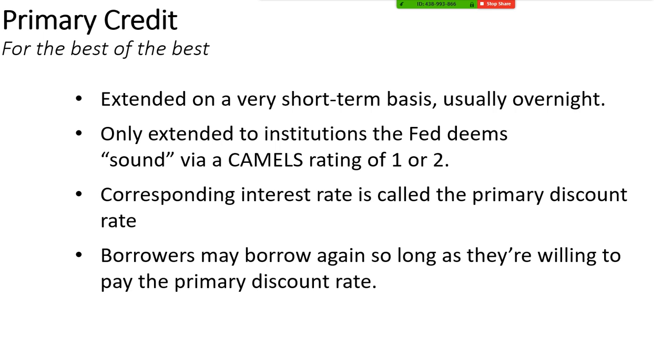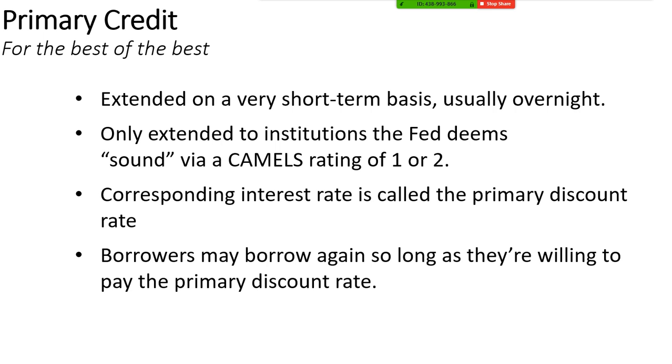I'm not going to ask you about this, but in general, just so you know, it's capital adequacy, assets, management capability, earnings, liquidity, and sensitivity to market risks. And the ratings run from 1 to 5, and 1 is the strongest bank. So primary credit is actually only dispersed to institutions with a rating of 1 or 2, so the strongest of those banks.